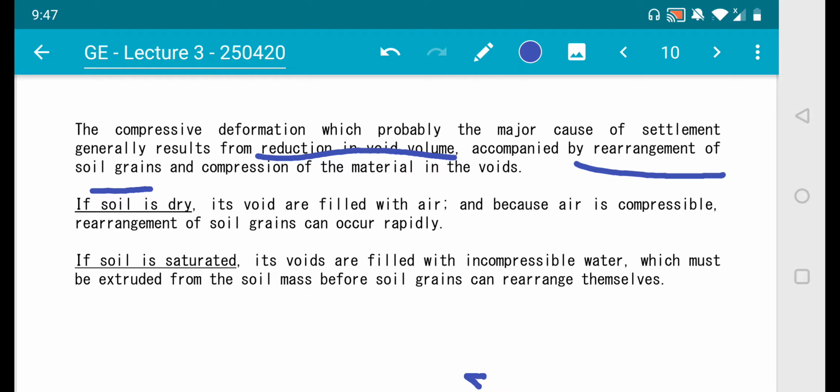Now, if soil is dry, its voids are filled with air, and because air is compressible, rearrangement of soil grains can occur rapidly. Whereas when soil is saturated, its voids are filled with incompressible water, which must be extruded from the soil mass before soil grains can rearrange themselves. So this is the mechanism that happens in soil in a dry state and in a saturated state.